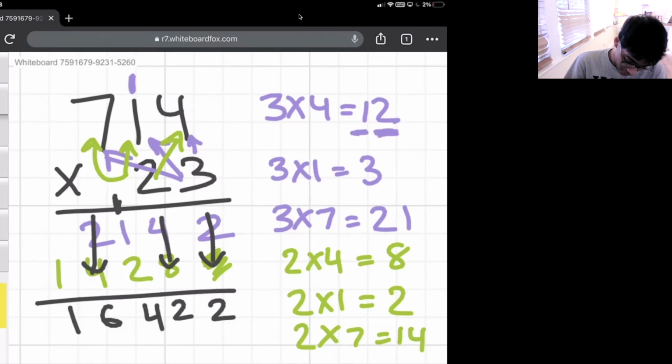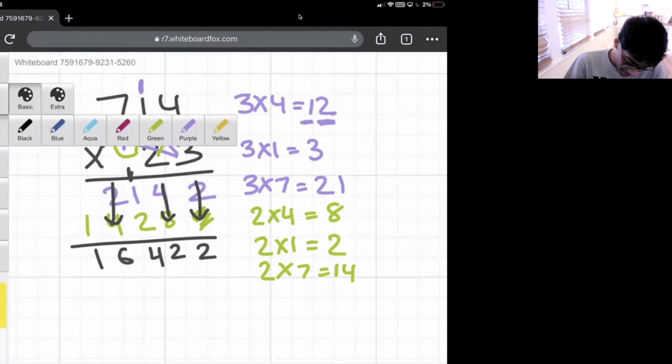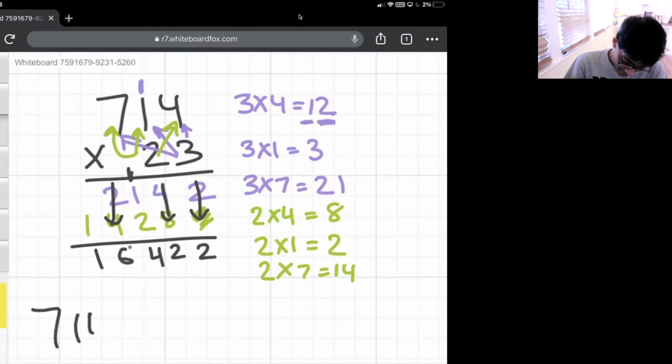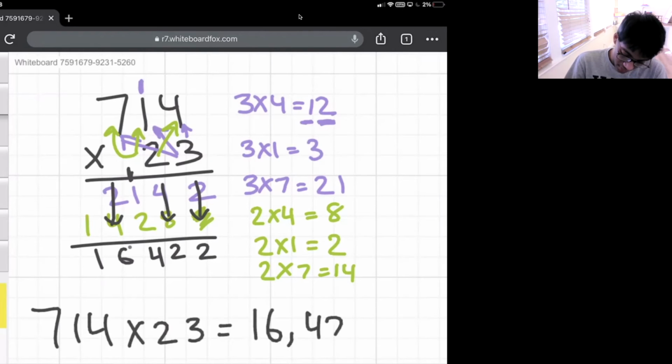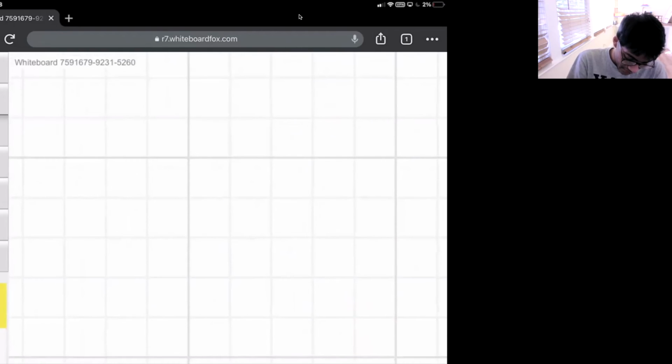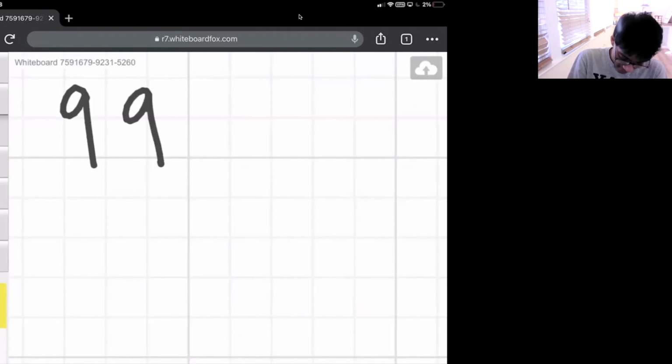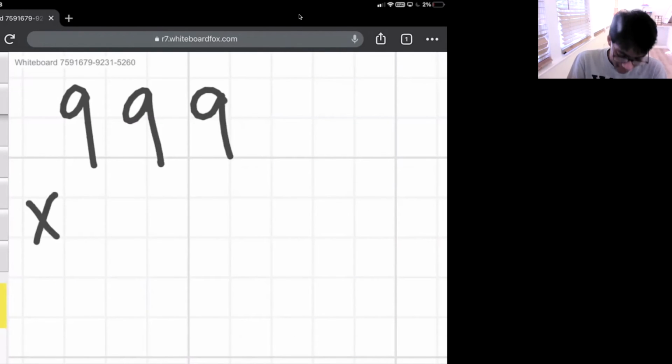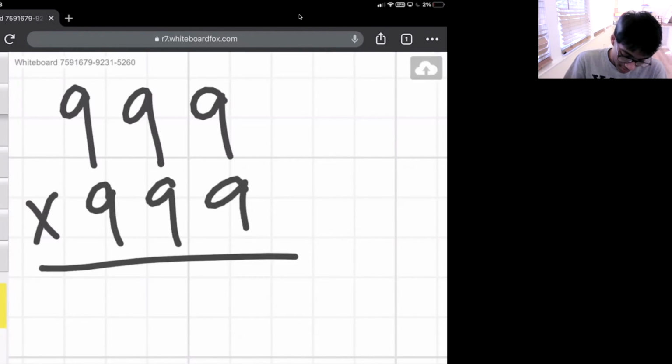And put the leftover 1. And now we have just found out that 714 times 23 is 16,422. Let's do some more. Let's say I have 999. This is the one all the kids like, times 999. So how am I going to do that?